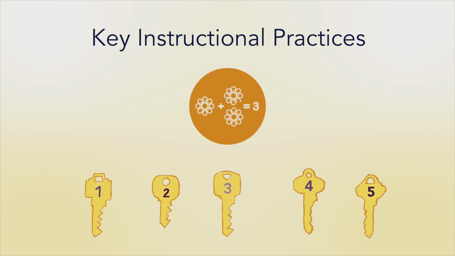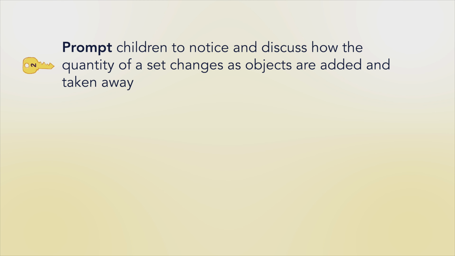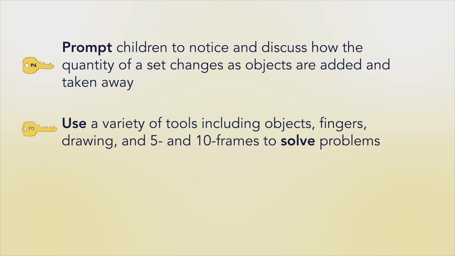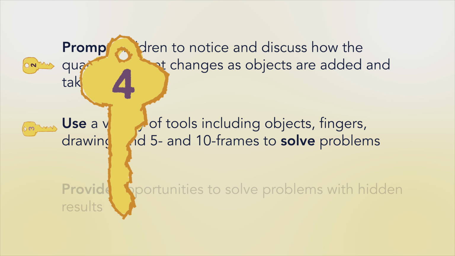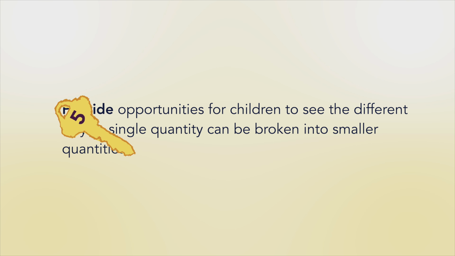This activity provides the opportunity to use the following key instructional practices for solving basic problems. Prompt children to notice and discuss how the quantity of a set changes as objects are added and taken away. Use a variety of tools including objects, fingers, drawing, and 5 and 10 frames to solve problems. Provide opportunities to solve problems with hidden results. And provide opportunities for children to see the different ways a single quantity can be broken into smaller quantities. Let's join a couple of classrooms as they engage in this activity, and then listen in as the teachers reflect with a colleague.